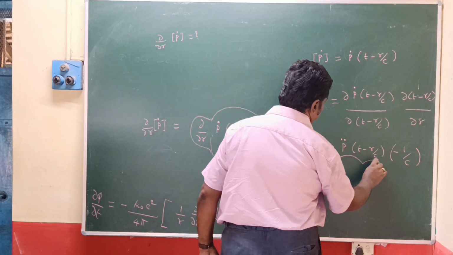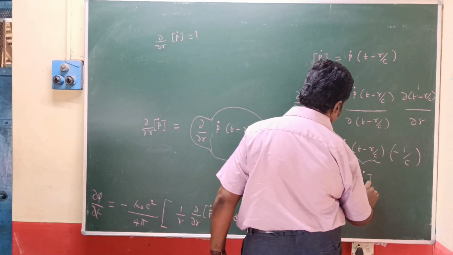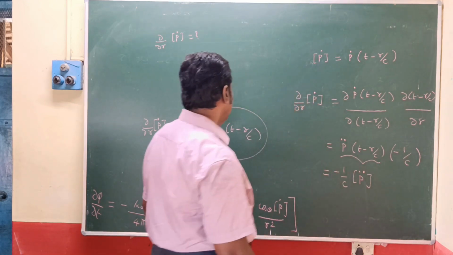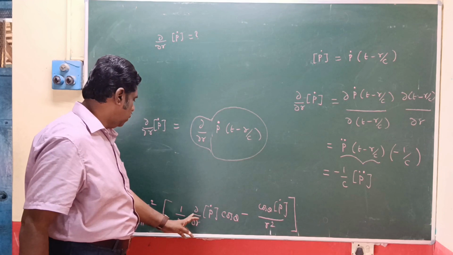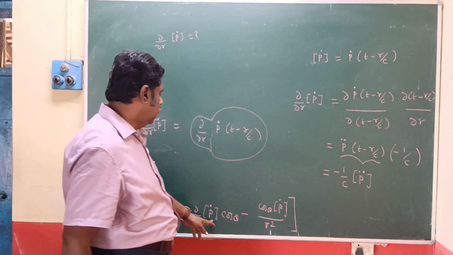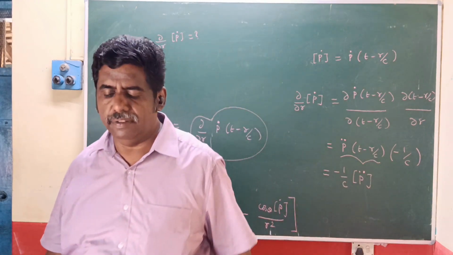This is actually [p double dot] inside the square bracket, which is multiplied by −1/c. So instead of this term ∂/∂r of [p single dot] inside the square bracket, we have to use −1/c [p double dot] inside the square bracket.